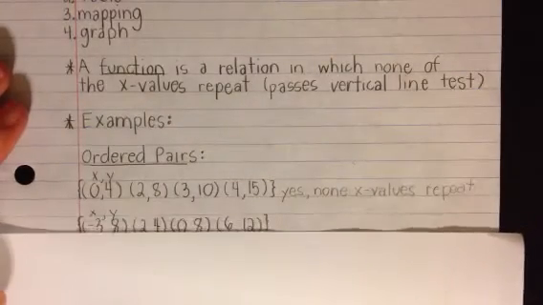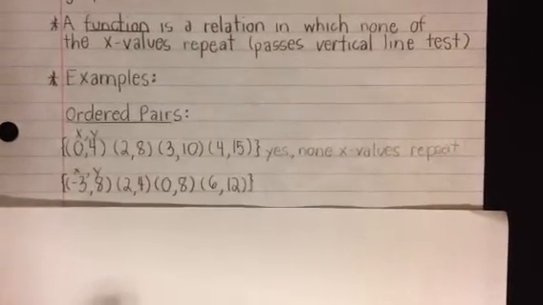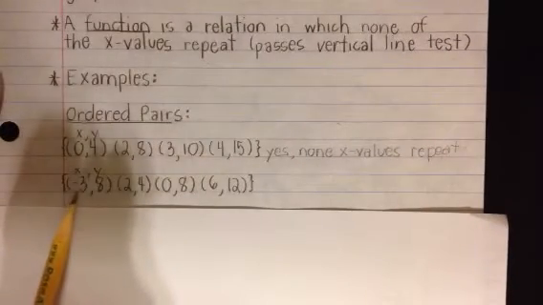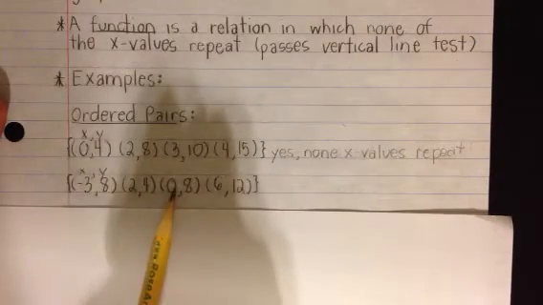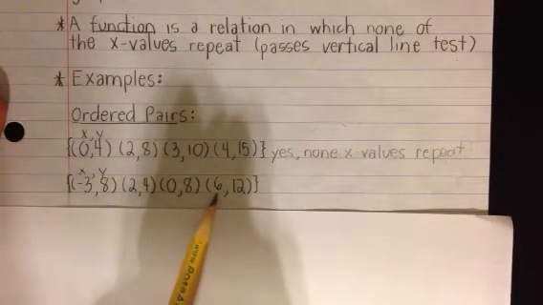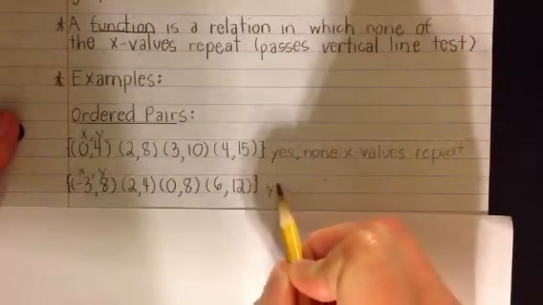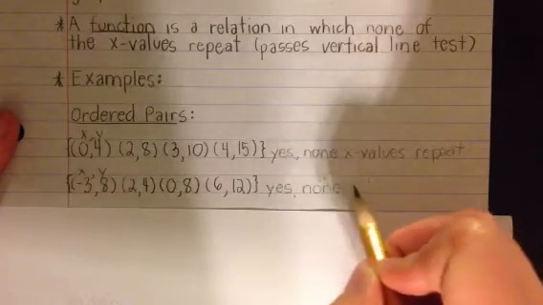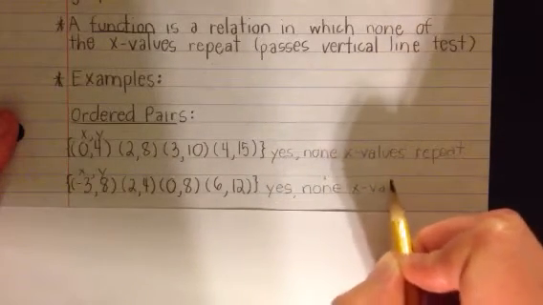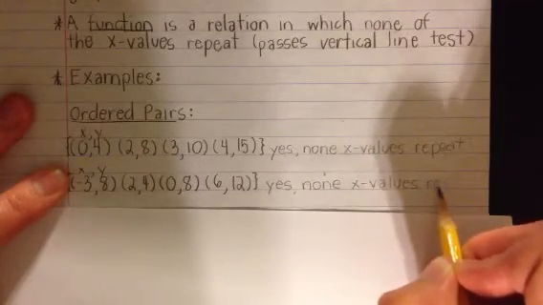Alright, let's look at this next set of ordered pairs. On this next set of ordered pairs, we've got -3, 2, 0, and 6. So again, yes, we can call this a function because none of the x values repeat.